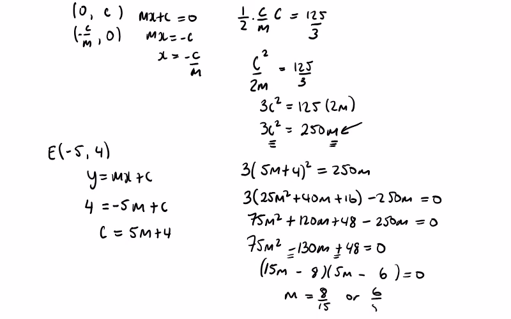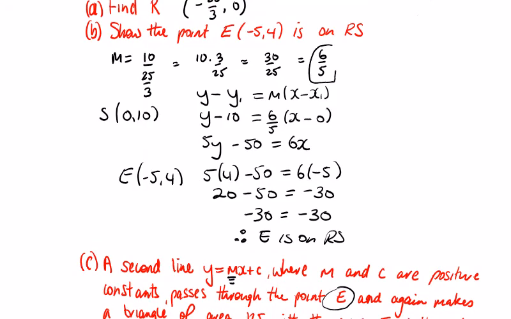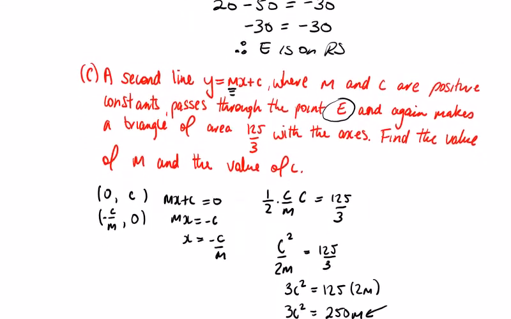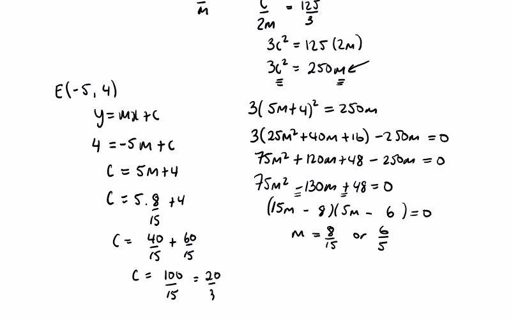or 6 over 5. Now 6 over 5 is the other slope that we got. Isn't that the slope we got up above? We got 6 over 5, so that's the other line that E is on. That will form the same area. So m has to be 8 over 15. So c is equal to 5 times 8 over 15 plus 4. c is equal to 40 over 15 plus, well, I'll put them both over 15, 60 over 15. So c is 100 over 15, which is equal to, both divided by 5, 20 over 3. So these are my values for m and my values for c.